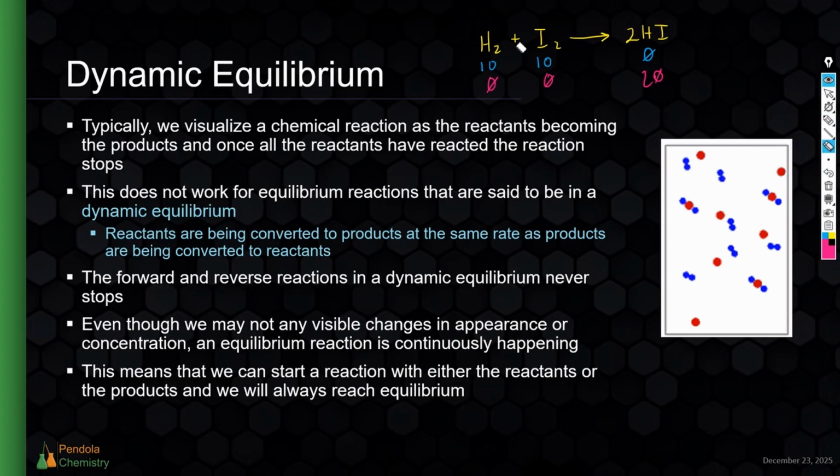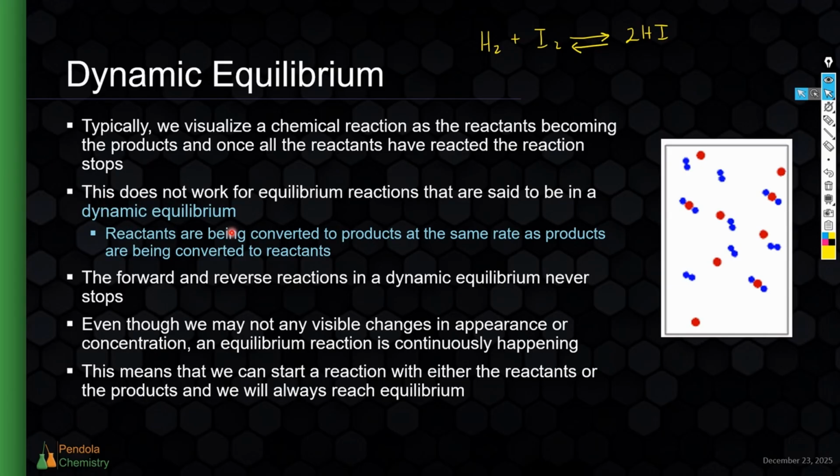In those equilibrium reactions, this is going to happen in both directions, meaning that the reactants are not just becoming the products, the products are becoming the reactants as well. So whenever we visualize a chemical reaction as just happening, it doesn't work for equilibrium, because equilibrium is said to be dynamic. So we have dynamic equilibriums.